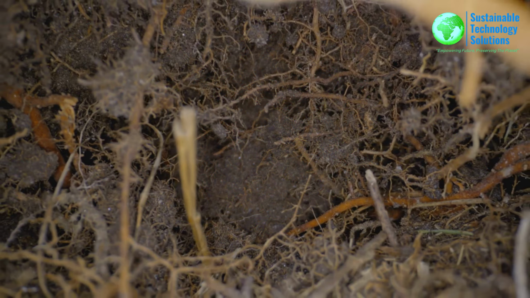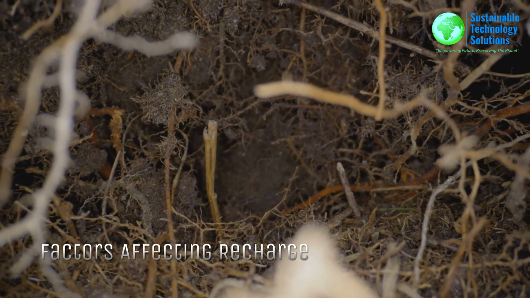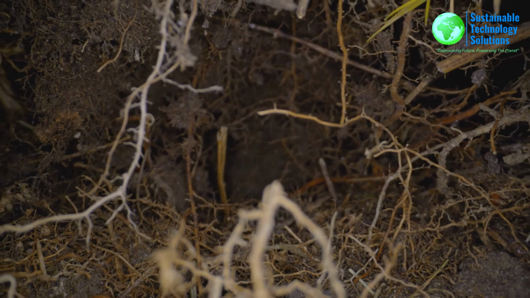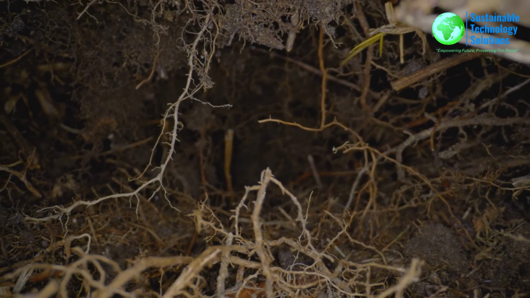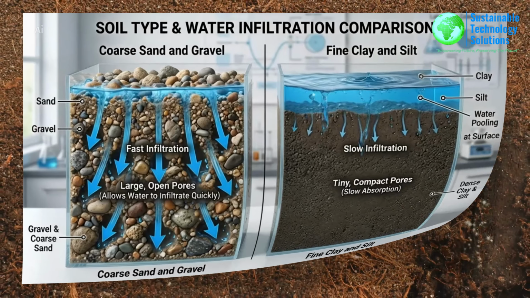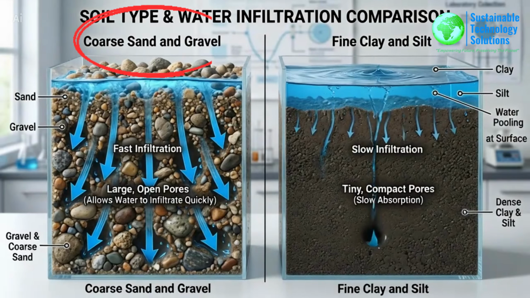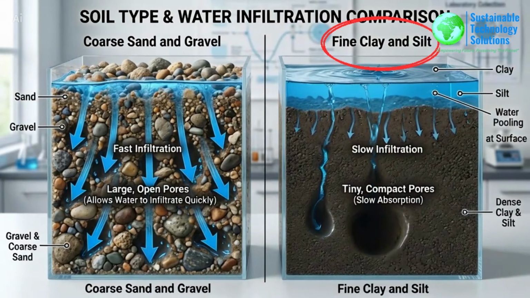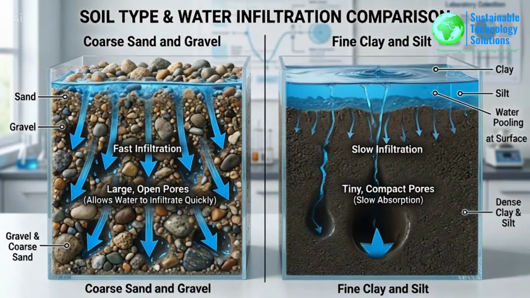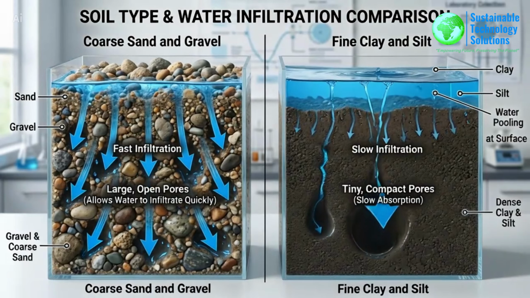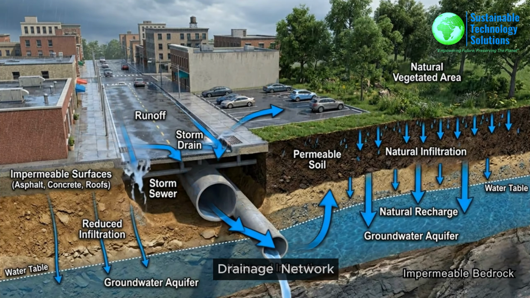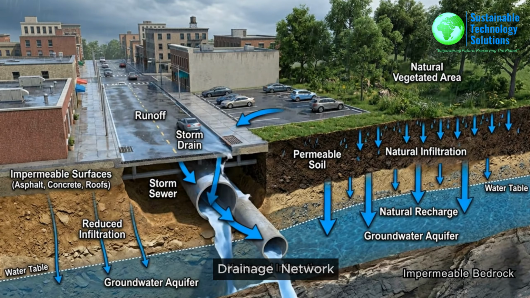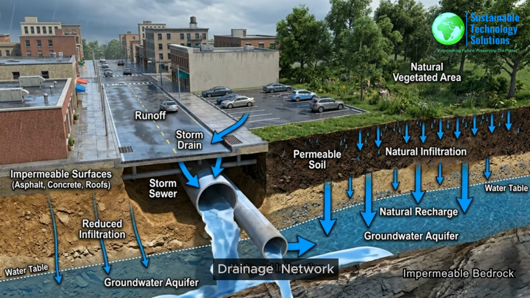Recharge success depends on soil type, land use, vegetation, slope, and rainfall patterns. Sands and gravels have large connected pores that transmit water quickly. Clays and silts have tiny, poorly connected pores, causing slow infiltration and more runoff. Impermeable urban surfaces funnel rain to drains, drastically reducing natural recharge.